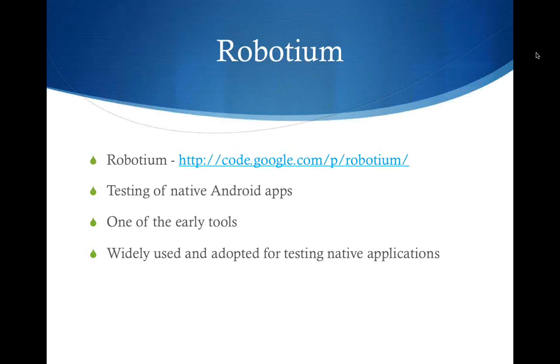So now let me go over some of the important tools for testing on Android devices. Robotium. This was the earliest tool. This was for testing native apps. I think it was the first tool for testing native apps on Android, and it was most widely used before the other tools came. It is specifically for Android, developed by Google, and widely used.